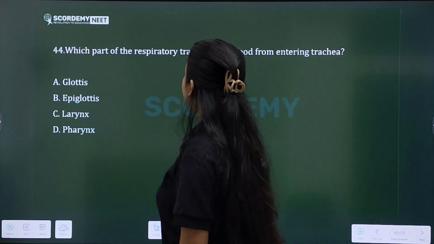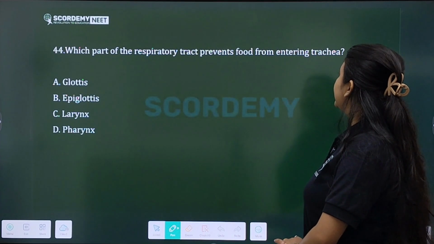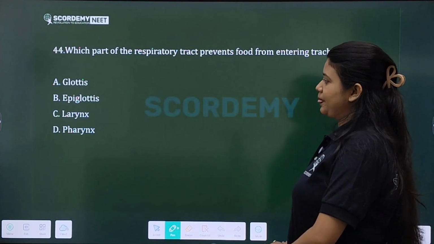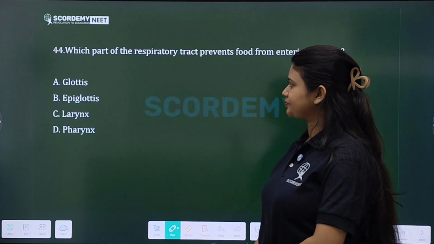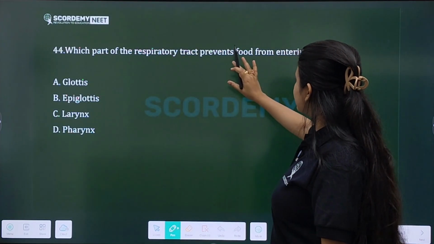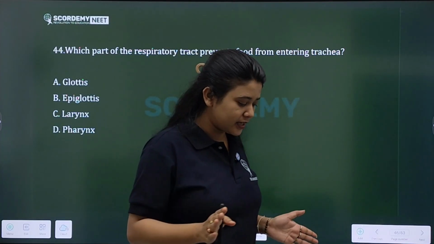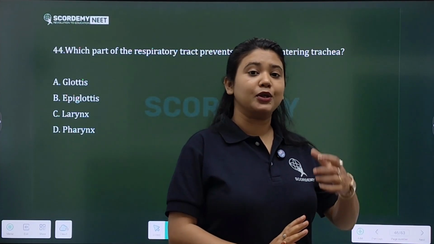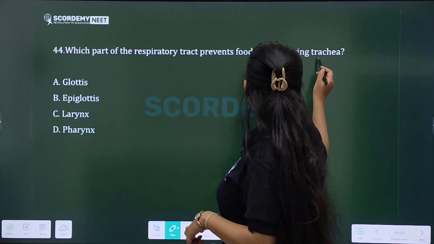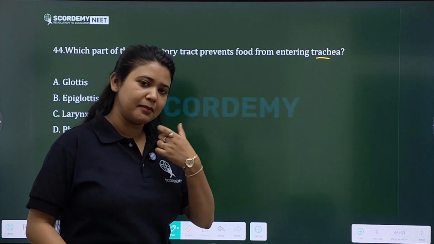Which part of the respiratory tract prevents food from entering the trachea? Okay, what is the answer? We have the food pipe, okay? Food pipe, that is your esophagus, and your windpipe, that is your trachea. They lie almost at the same place.